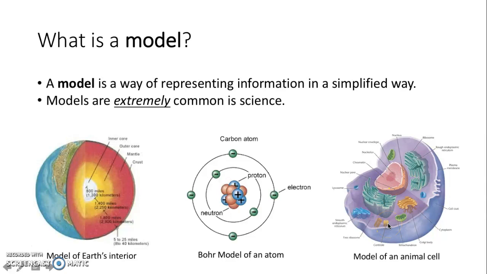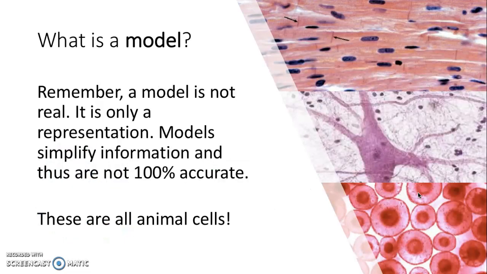Every single biology student, just about everywhere on the earth, learns about this model of the animal cell. But it's just a model, so it's not accurate to represent all animal cells. So I brought this up. These are actual microscopic images of animal cells. This is muscle fiber, this is a nerve, and these are red blood cells. All of these cells vary significantly from our standard animal cell model.